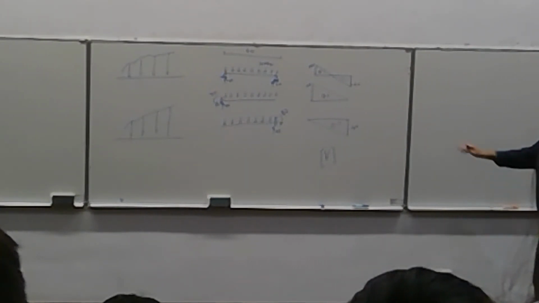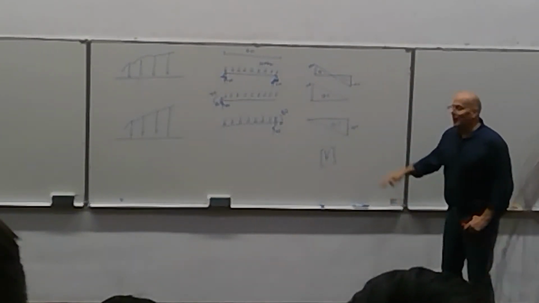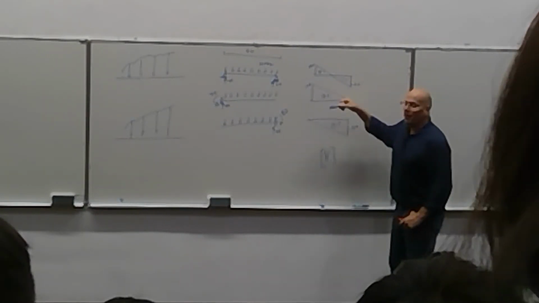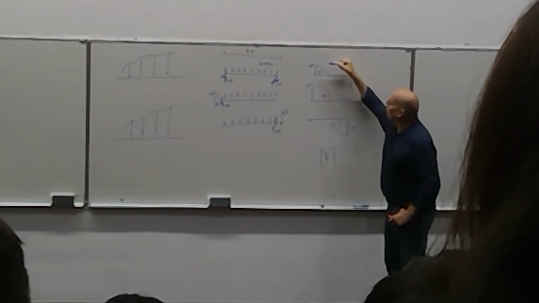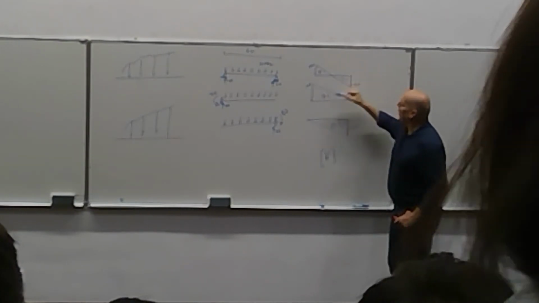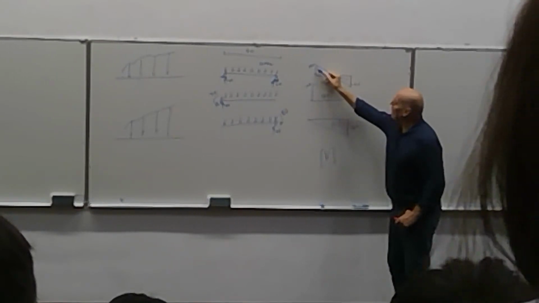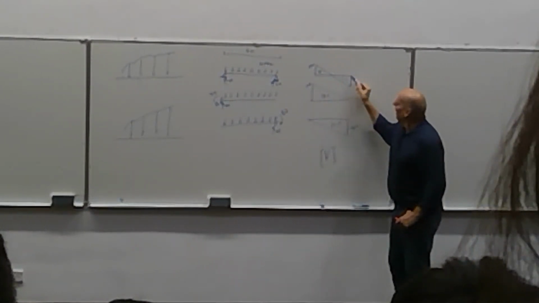The important thing now: how do these diagrams differ? These diagrams differ only by a constant. That means if I take this diagram and add plus 20 everywhere, this will become 40, this will become 20, this will become 0, and I will get this diagram. If I want to go from here to here, I will subtract 20, so this will become 0, this will become minus 40. Two diagrams differ only by a constant.